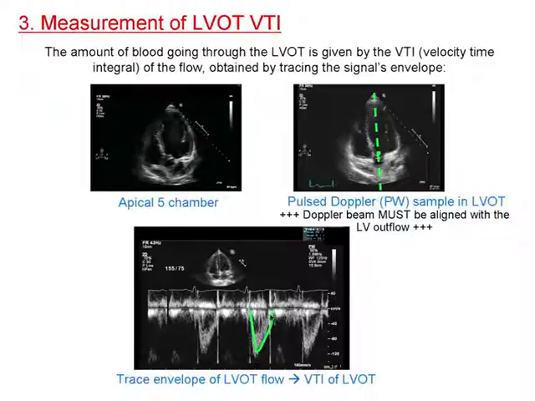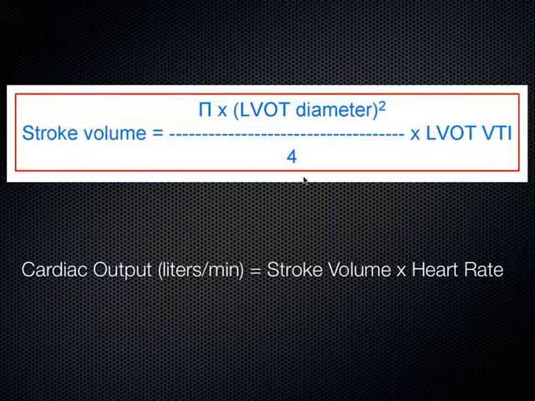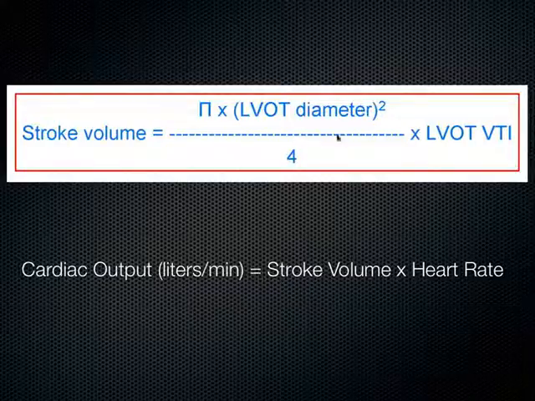And it's this envelope, this volume of flow, that the machine is going to take the integral of, to give you the LVOT velocity time integral, I should say. So here's that LVOT diameter squared times pi divided by 4, that term we already knew. Now this is what the machine is going to calculate for us over here. These two things combine together to give a stroke volume, and it looks at the heart rate on the screen and multiplies that by the stroke volume, and then we'll pop out the cardiac output in liters per minute.